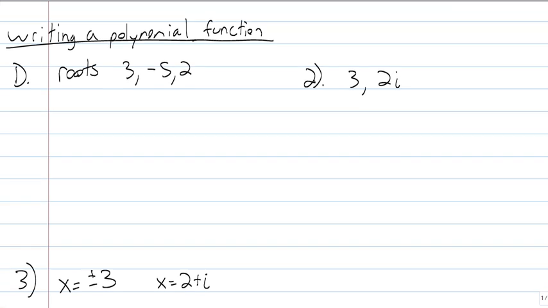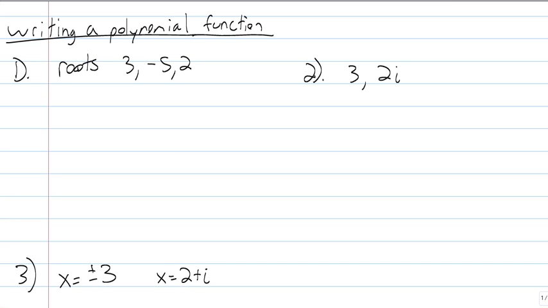All right, so writing a polynomial function. Now I'm giving you the roots, and you're writing the function. First things first, let's write these as if x equals 3, x equals -5, and x equals 2. That means my factors are x minus 3, x plus 5, and x minus 2. Now, this is not in polynomial function form. It has to be in descending order. So what you have to do is now multiply this out.